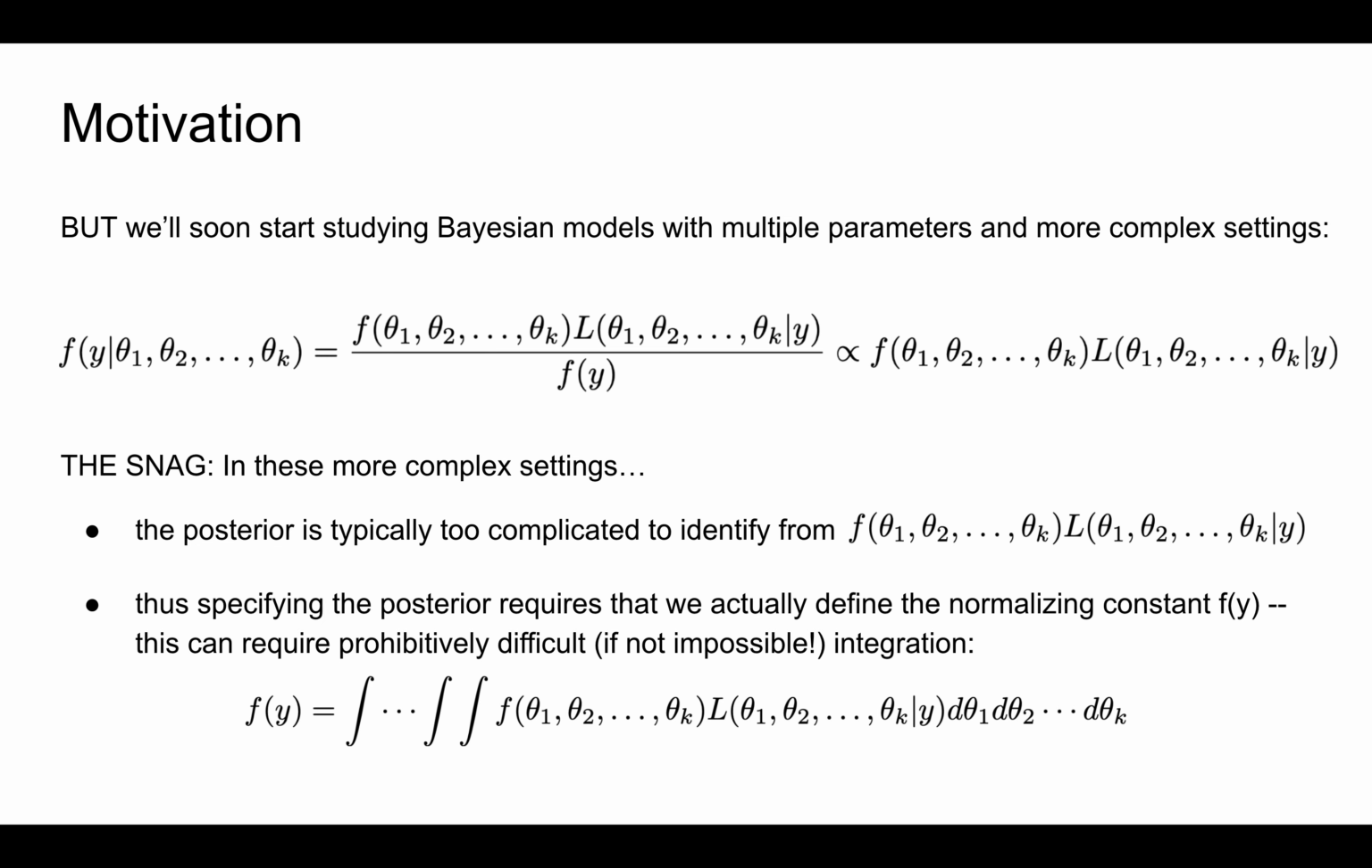In such cases, specifying the posterior requires that we actually calculate this normalizing constant in the denominator of Bayes' rule. That is, that we calculate the overall plausibility of observing data y across all possible parameter values. Yet this calculation also gets complicated in more complex settings. To calculate it, we have to integrate across all of these possible parameter values. That is, we have to do this complicated multivariate integral. Actually doing this calculation can be prohibitively difficult, if not impossible.